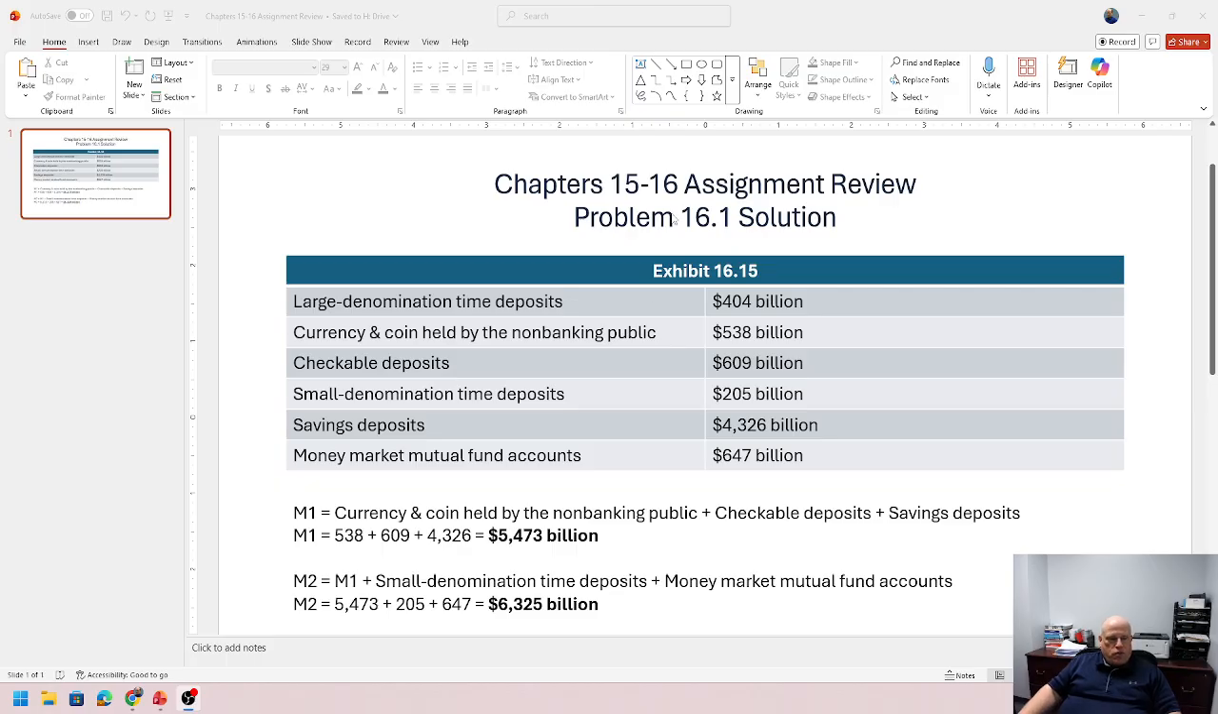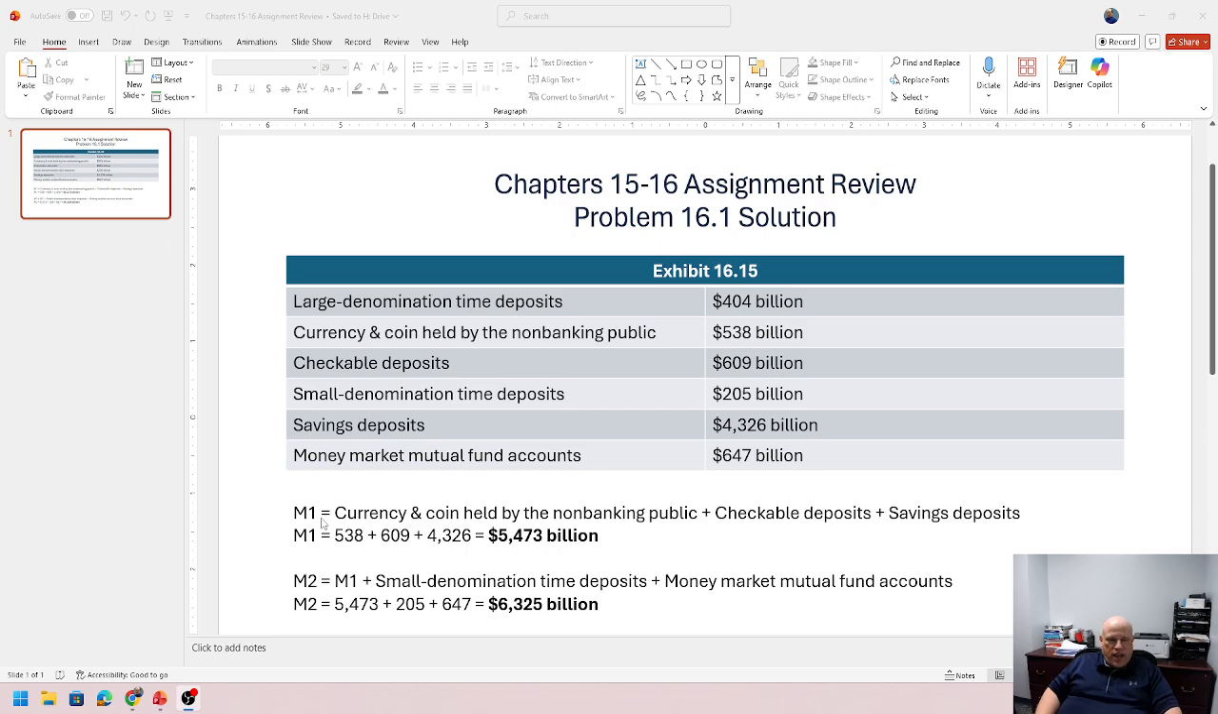So down here at the bottom of this slide, I've shown you how you would calculate M1 money. M1 money, the more narrow definition of money, as presented in chapter 16 in the textbook, is calculated by taking currency and coin held by the non-banking public plus checkable deposits plus savings deposits. You add all that together and you get M1 money, the total.